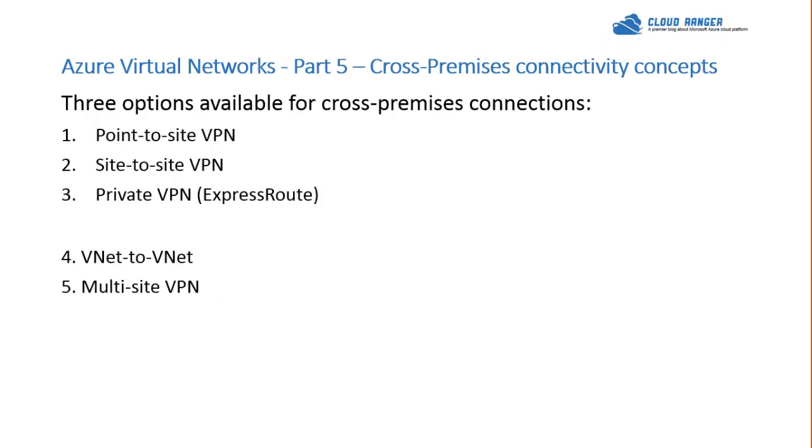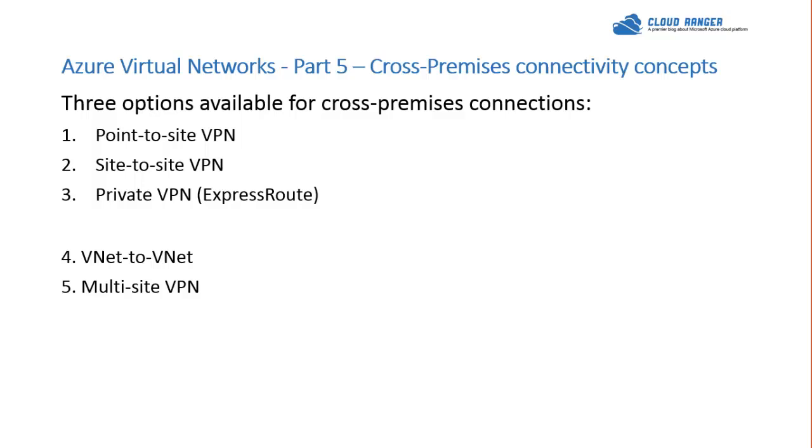So there are three options that are available for cross-premises connections. And these are very important to know because this is where the planning part comes in Azure, based on what you are trying to accomplish when you are doing an inter-site connectivity or a cross-premises connectivity. So the first one is a point-to-site VPN. The second one is a site-to-site VPN. The third one is a private VPN or ExpressRoute.